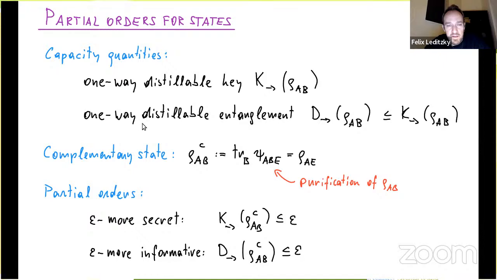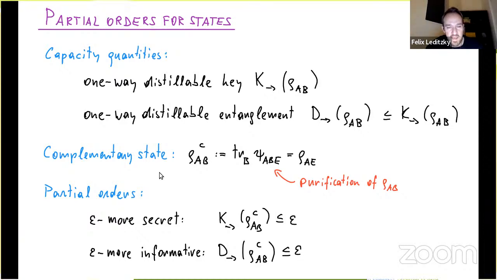And if we want to distill entanglement from the bipartite state instead of secure key, then the corresponding quantity under one-way LOCC operations is the one-way distillable entanglement. And those are denoted by K with the forward arrow and D. For operational reasons, we again have this inequality here. And there's also underlying information quantities, and then those are regularized versions of these information quantities. But I didn't want to show too many entropic quantities.